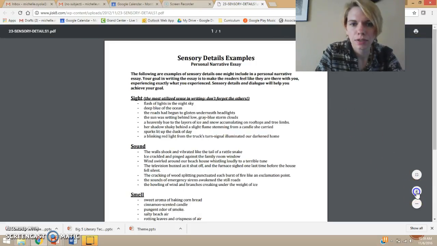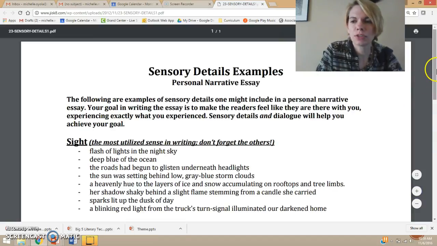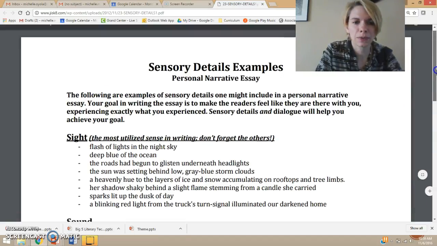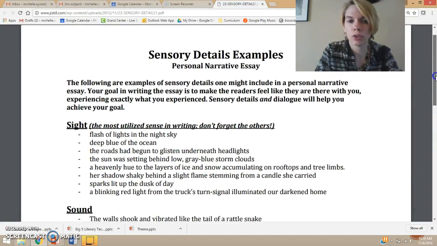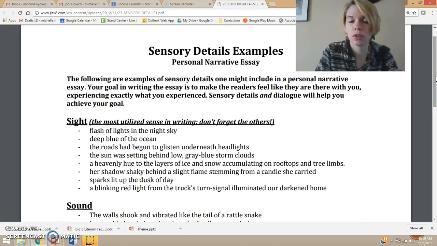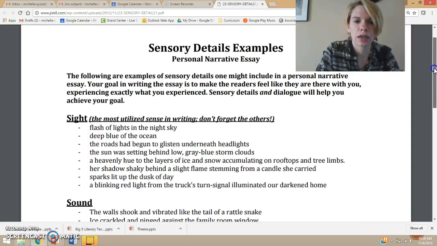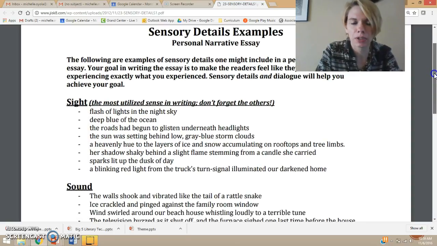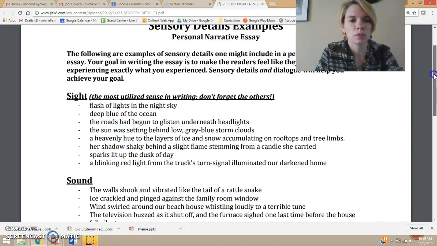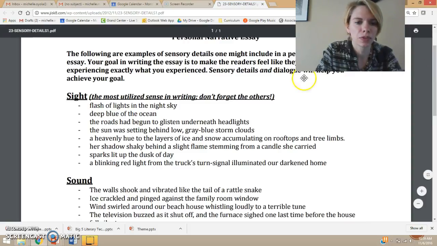So as you can see, you can use any of these examples to get you started when you are trying to use sensory details in your own writing, or when you're trying to find sensory details in what you're reading. And this is a great link. It's in the PowerPoint. It shows you different types of sensory details that are specific to each of the senses. So here's some examples for sight.